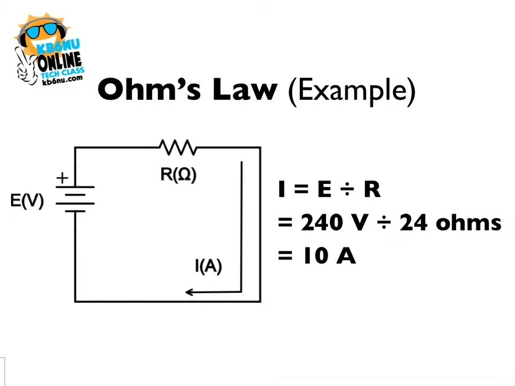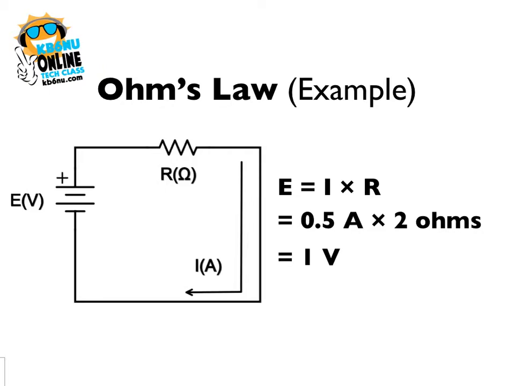Question: what is the current flowing through a 24 ohm resistor connected across 240 volts? Answer: 10 amperes. I equals E divided by R equals 240 volts divided by 24 ohms, and that equals 10 amperes.